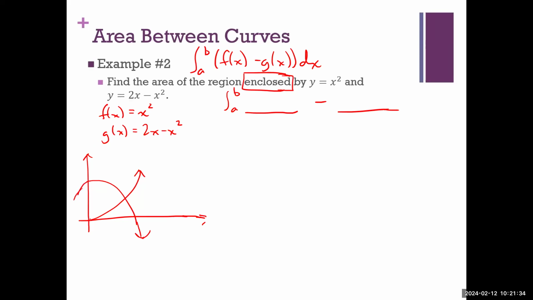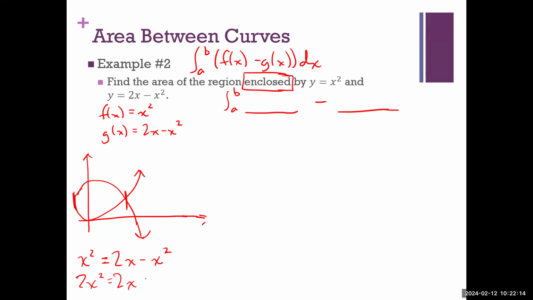I can set them equal to each other, because what's going on here is basically I'll have some left boundary and some right boundary. And the way I can find that is by setting these equal to each other. So x squared equals 2x minus x squared. Where should I go from here? What's that? Sorry, you want to go from left to right or right to left? Okay, so if I do that, I get 2x squared equals 2x.